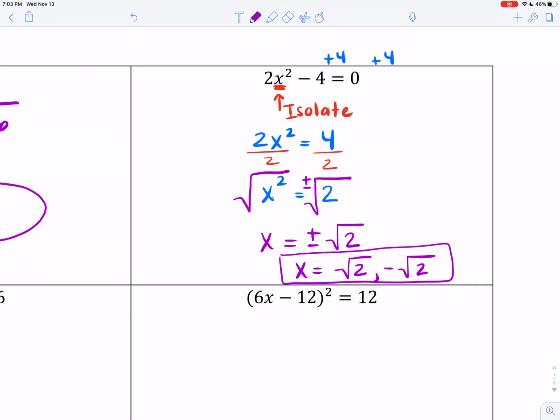So it's the same square root property. You just have to make sure you get the x squared by itself before you go through and apply that property.